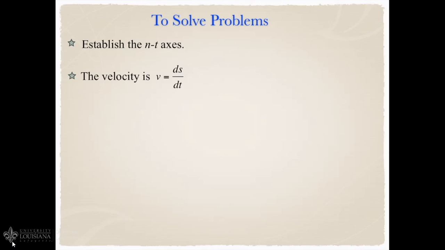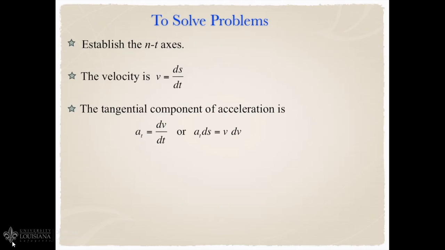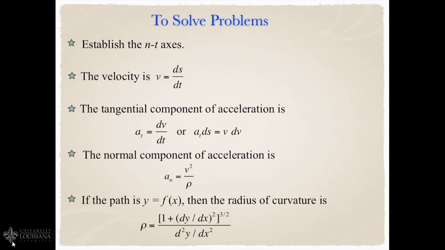Next, we can find the velocity by simply finding the derivative of the path coordinate, ds dt. We can find the tangential component of acceleration by using one of these two equations. Remember that the tangential component is representing the change in the velocity's magnitude. We can find the normal component of acceleration from this equation. It represents the change in the velocity's direction. And finally, if the path is given as a function of x, you can always find the radius of curvature of the path by using the equation you see here.